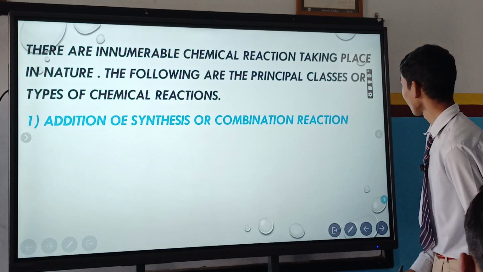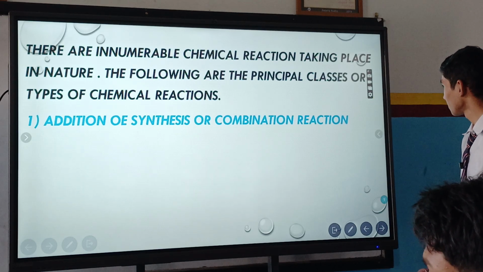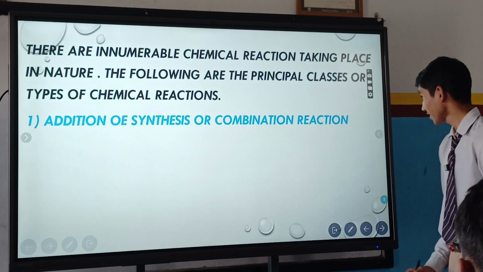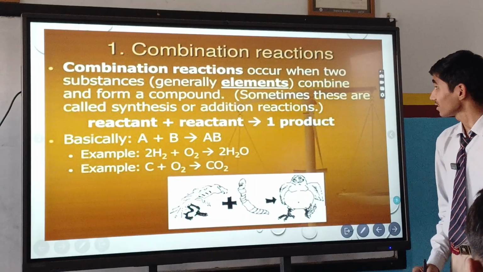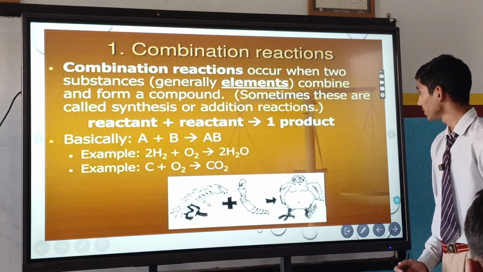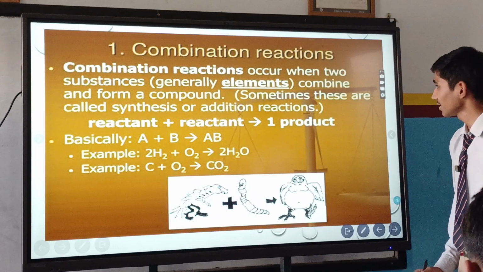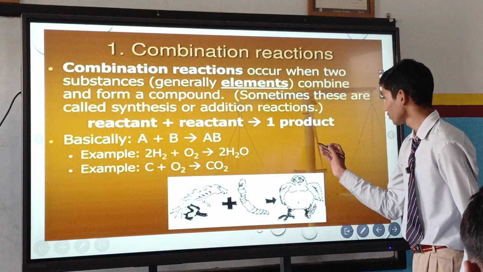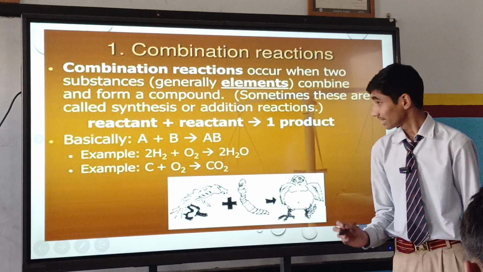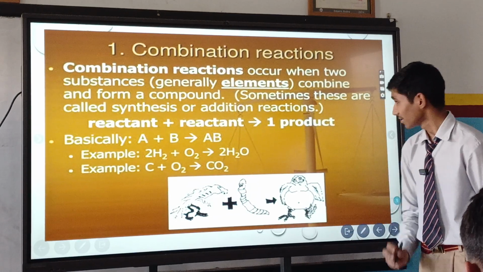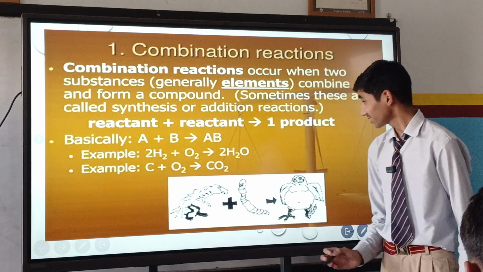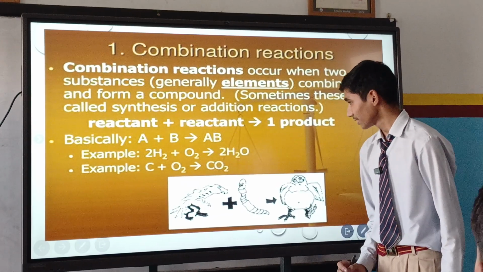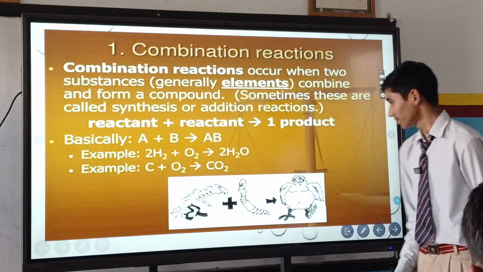There are innumerable chemical reactions taking place in nature. The following are the principal classes or types of chemical reaction: addition or synthesis or combination reaction. Combination reaction occurs when two substances, generally elements, combine and form a compound. Sometimes these are called synthesis or addition reaction. You can see here reactants plus reactants is equal to product. In here, certain reactants react to form a particular product, only one. For example, when hydrogen and oxygen react together, they form water or H2O. Similarly, when carbon and oxygen react with each other, they form carbon dioxide.